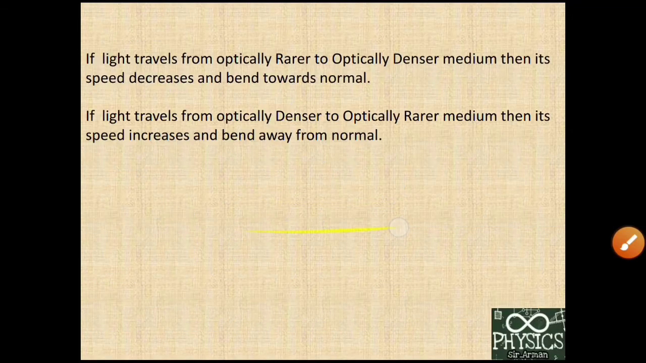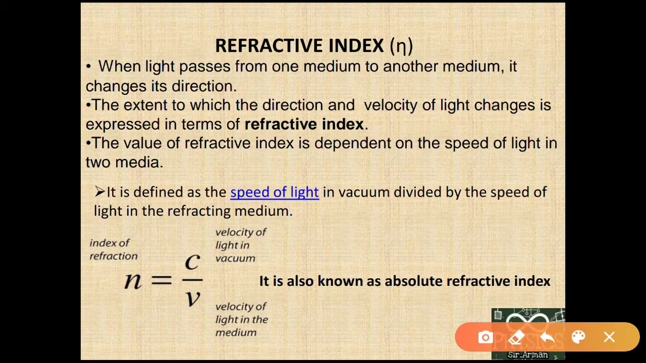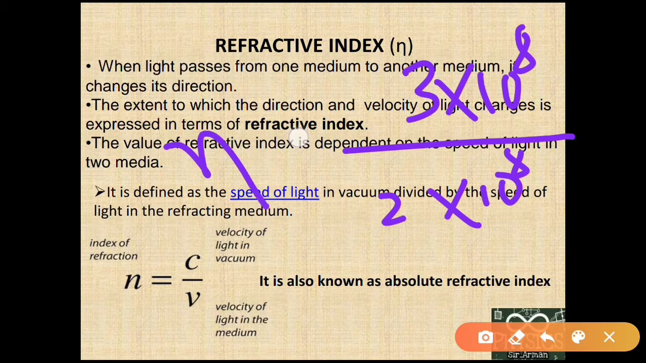In the last lecture, we had a discussion about absolute refractive index, where we compare the speed of light in a medium with the speed of light in the vacuum. That is, if the speed of light in the vacuum is 3 into 10 to the power 8 meter per second, and in the glass the speed of light is 2 into 10 to the power 8, then we take the absolute refractive index of glass. Eta is equal to C by V, where C is the speed of light in the vacuum and V is the velocity of light in the glass. Then we get the ratio 1.5.